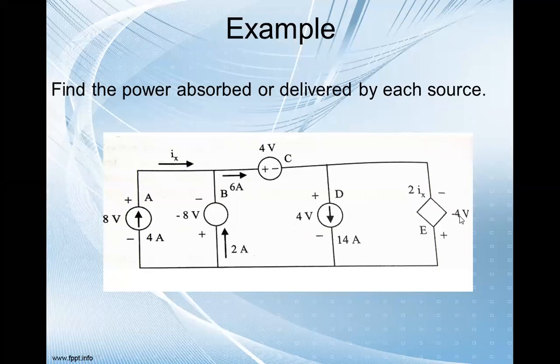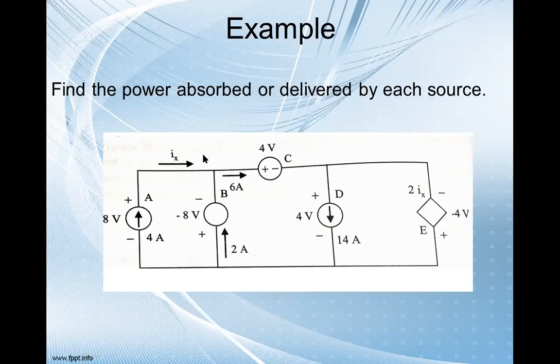2ix into minus 4. So minus 4 we have to take. 2ix. What is ix? Ix is this one, 4 ampere. Yes, sir, Ix is 4 ampere. So this current is coming as minus 4 ampere. So 4 into 2, 8. 8 into 4, 32. So minus 32.